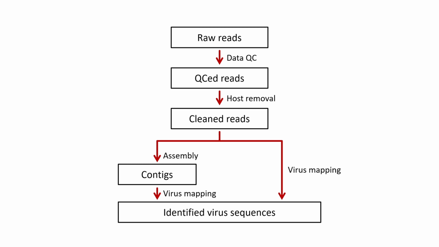To identify the virus-related reads, we will use a method called virus mapping, which can be done in two main ways. We can either map the virus directly from our sample, or we can do assembly first to get longer contigs, which provide more information compared to the short reads. Now let's go to the Galaxy website.